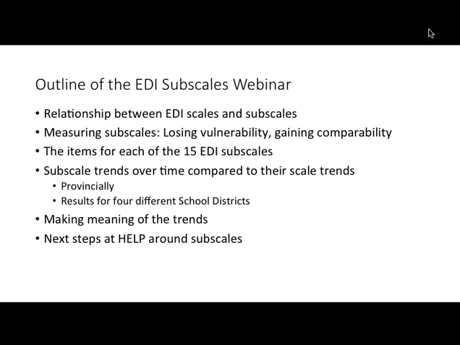And give you a sense of how to go through some of the graphs that show the results. Finally, the most important thing, which is what do you do with this information once you have it? How do you make meaning of it? We'll hopefully get a little bit of a start there, and I'll give you a sense at the end about where we're going with subscales here at HELP over the next few months and into the next year.